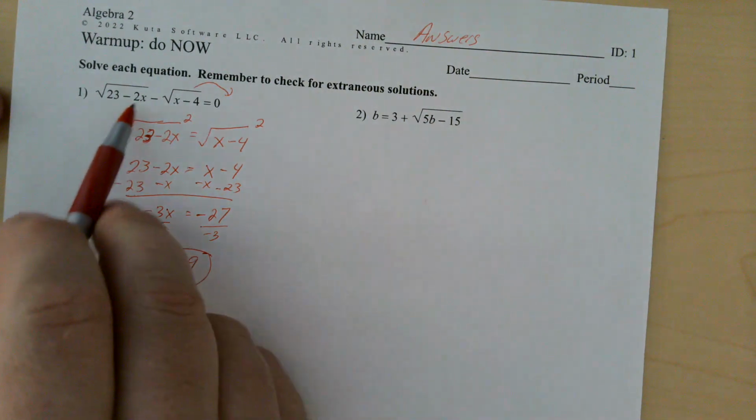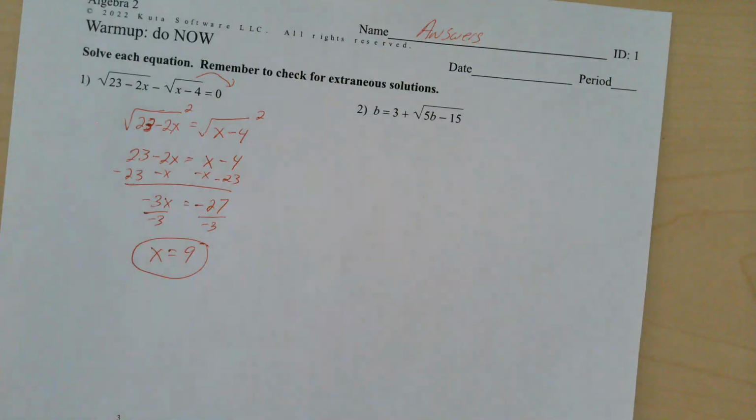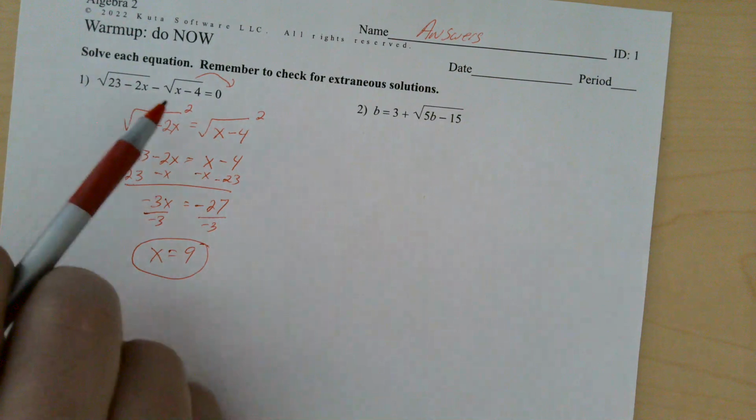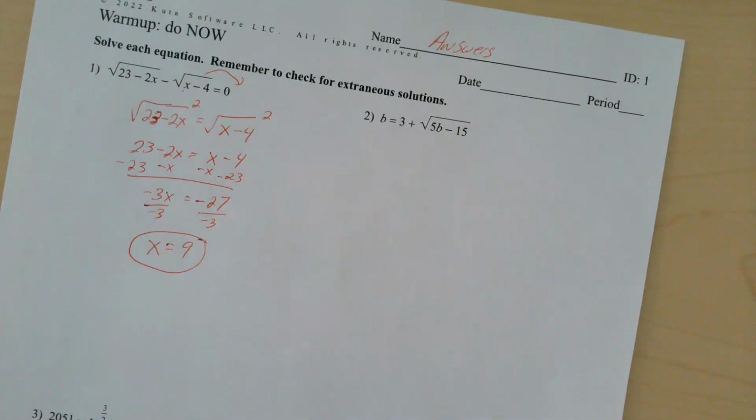Okay, and it checks. You can plug in a 9 here, and when you calculate it, it's going to be 0 equals 0. Okay, so if you see a problem like that on your test, make sure you send this over before squaring. Okay, it'll work out nice and neatly then.